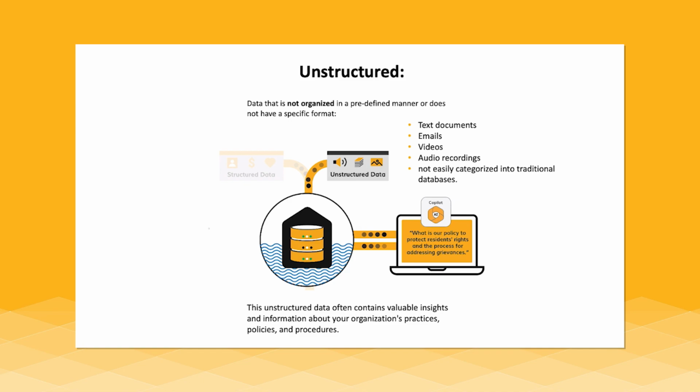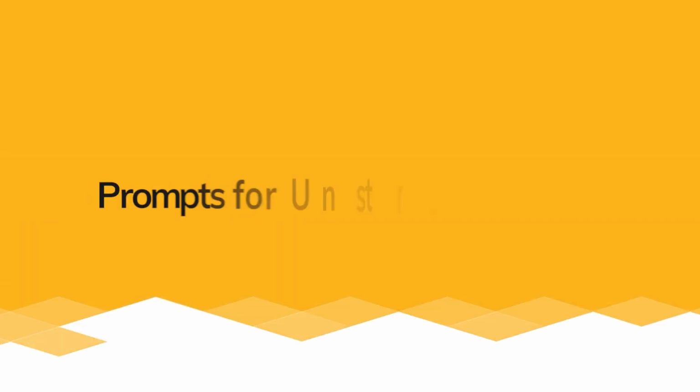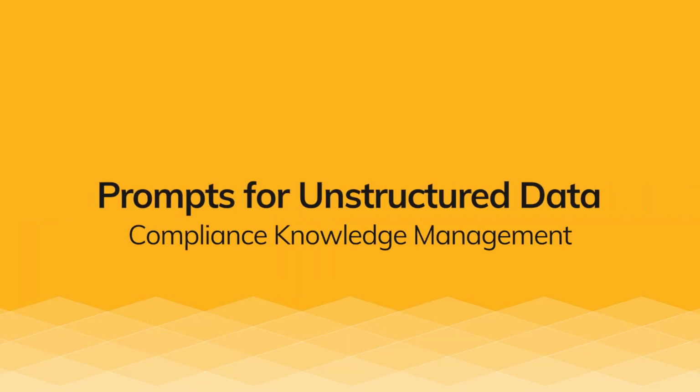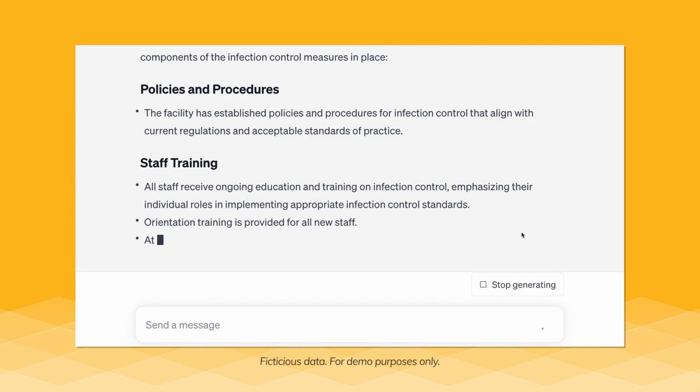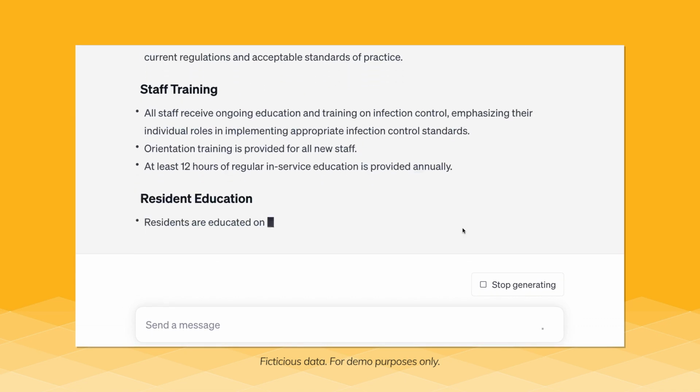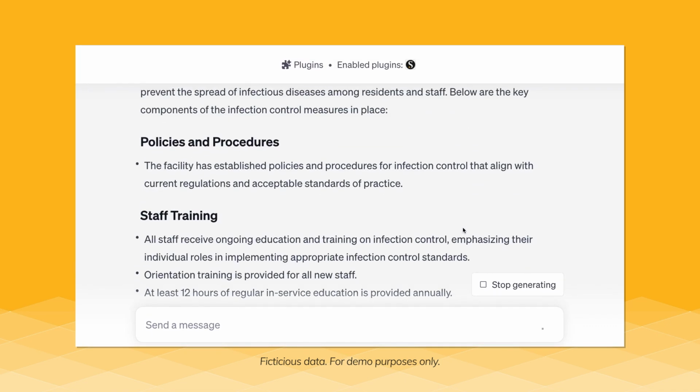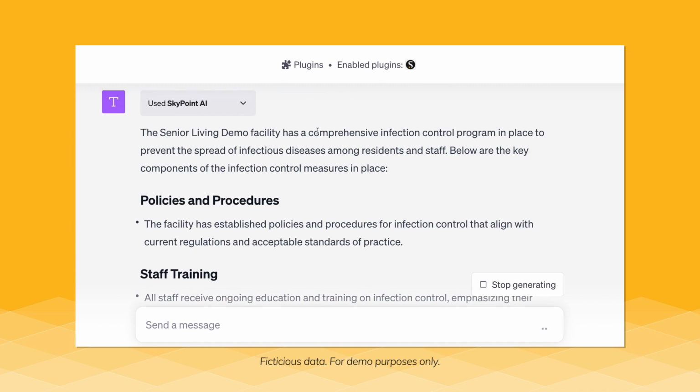Let's take a look at some generative AI prompt examples. So the first category is unstructured data. Explain how our facility ensures compliance with state regulations. So what we're seeing here is a comprehensive program. This is pulled from our internal documentation that we've uploaded to our secure demo lakehouse environment.